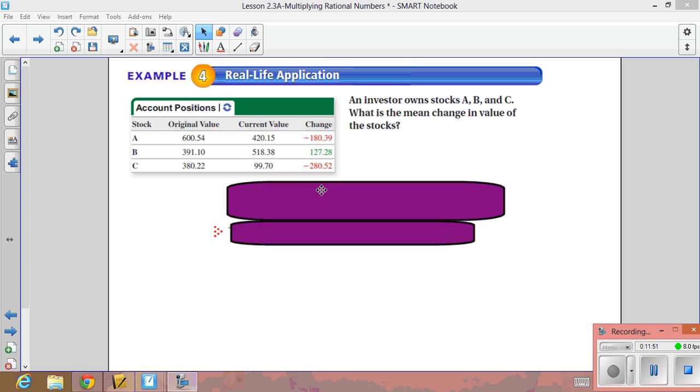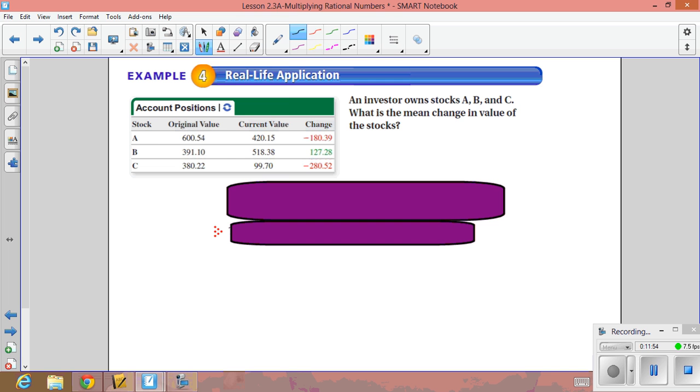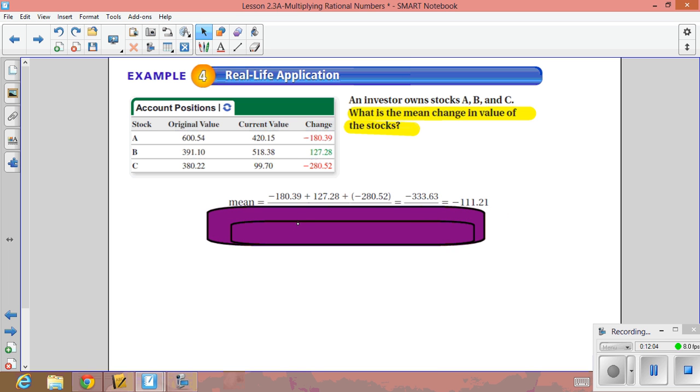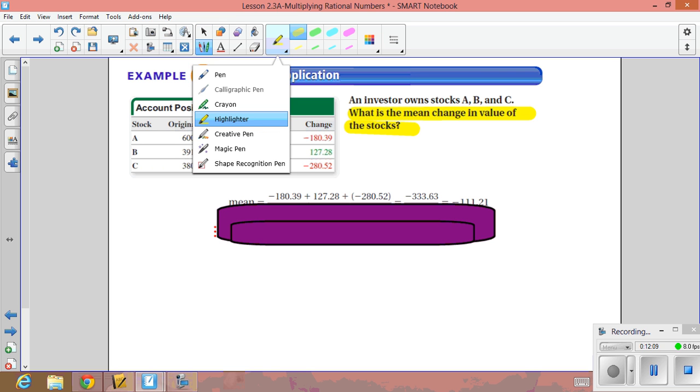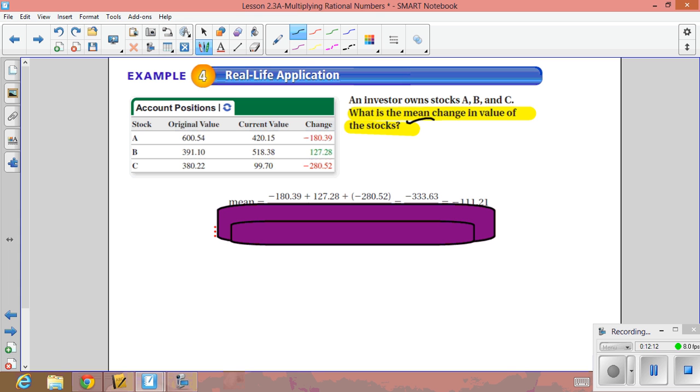So what we want is to find the mean value in the change of the stocks. So how do we do that? Well, let's take a look here. There are 2 keywords. The first one being mean, and the next is, what is the mean change in value? So we want to know the average of what it changed, so it's right in here. If you notice, the numbers that we're taking are the numbers that I just circled.